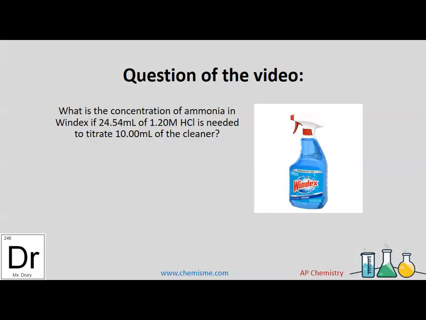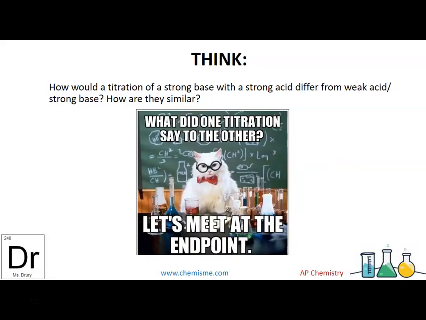So the question of the video is, what is the concentration of ammonia in the Windex cleaner if 24.54 milliliters of 1.2 molar hydrochloric acid is needed to titrate 10 milliliters of the cleaner? So we're titrating a weak base and a strong acid.